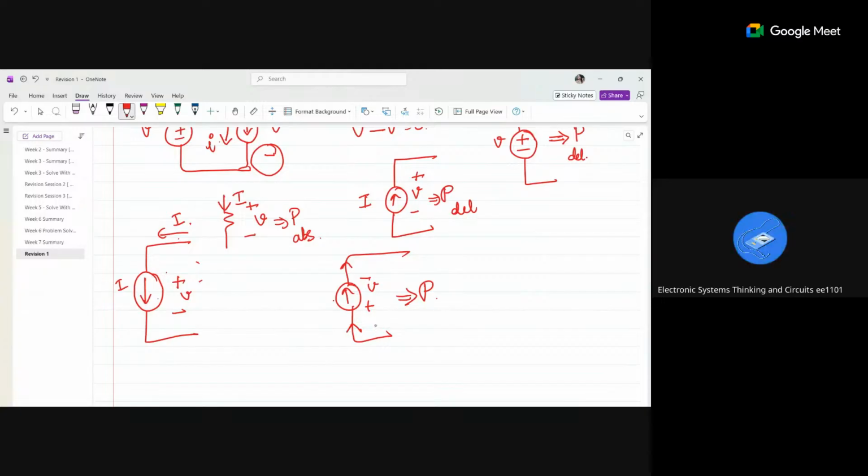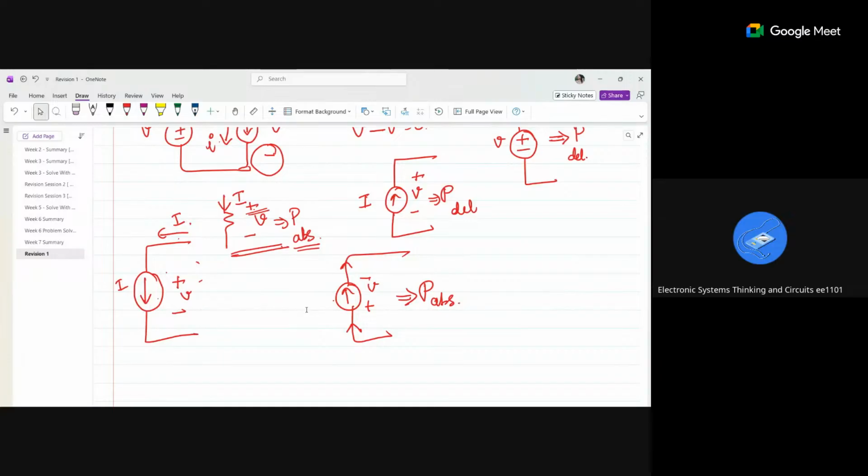Delivered. How will it be absorbed? It is entering the positive terminal. No, just now for the resistor you told, if the current is entering the positive terminal, it is absorbed. Because it is a resistance, ma'am, it always draws the power, so it absorbs. But in a current source, it is confusing, because the current source is much more powerful than the voltage source.